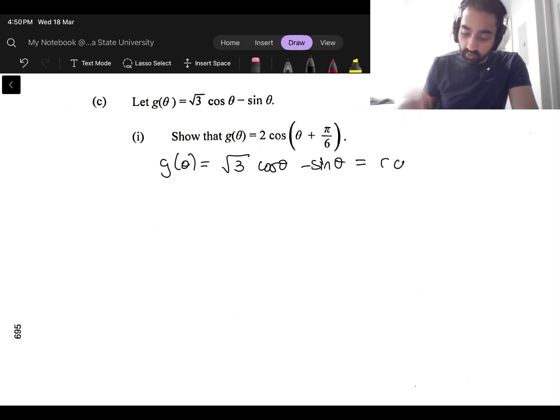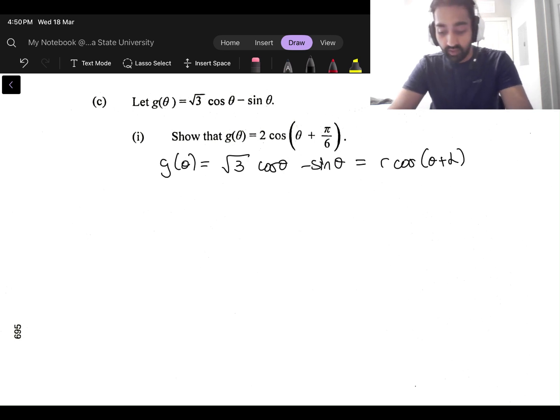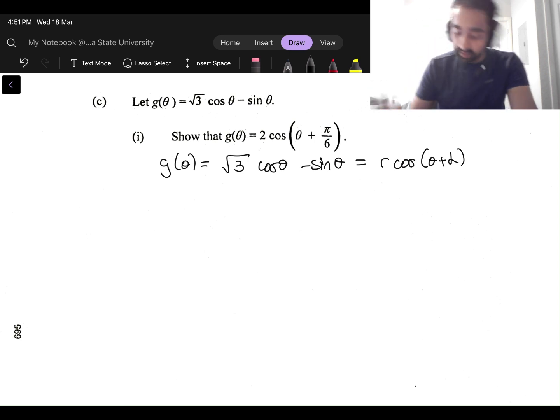The first thing is you have to say, oh, it's equal to r cosine theta plus alpha. And I have to find r and I have to find alpha. But if you look at what the answer is, it should be really clear to you that r has to be 2 and alpha has to be pi on 6. So when I solve for r, I have to get 2, and when I solve for alpha, I have to get pi on 6, right?